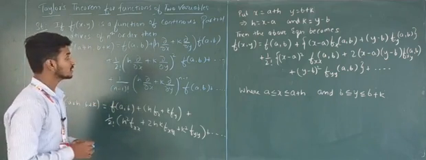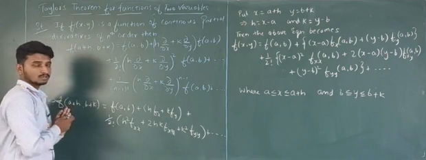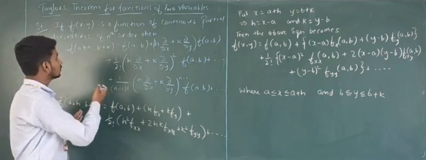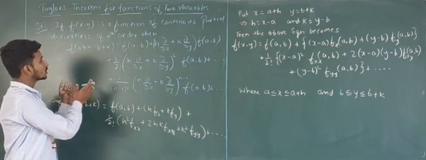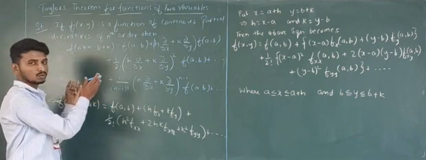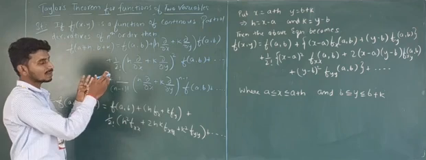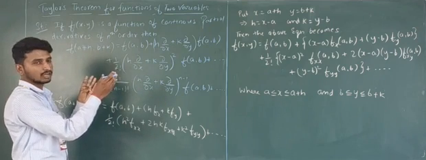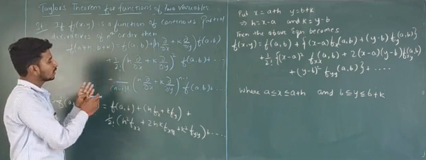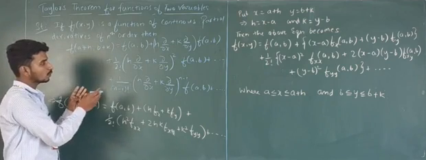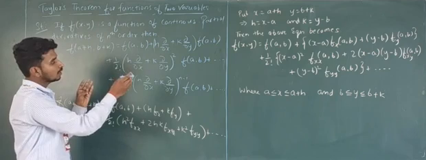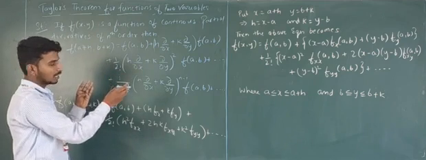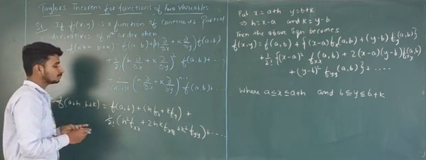In the B.Sc. first semester you studied Taylor's theorem for a single variable. According to that, the function f of x equals f of a plus x minus a into f dash of a plus 1 by 2 factorial into x minus a whole square into f double dash of a plus so on.